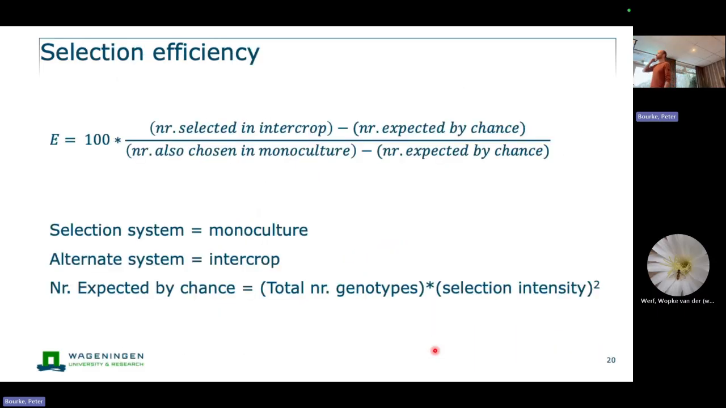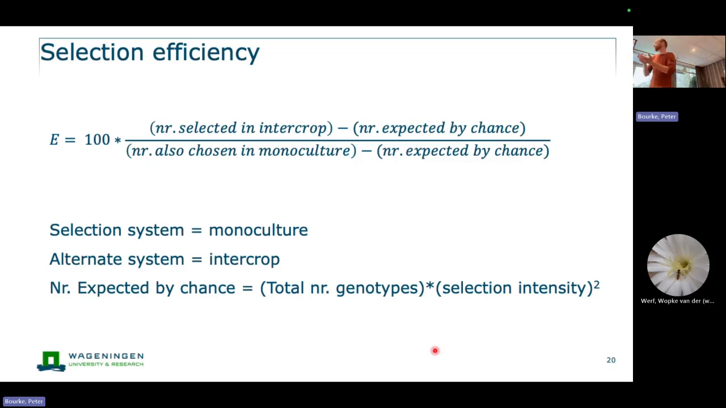So selection efficiency is a way of describing how well we select the best candidates in our monoculture when we're going to grow them in intercropping. And we just do that by comparing the number of selected individuals in the intercrop, and we compare that to the number that were also chosen in the monoculture. So the sort of overlap. And we compare this against the baseline of how many would be expected by chance if we're just closing our eyes and picking random individuals out of the two systems.